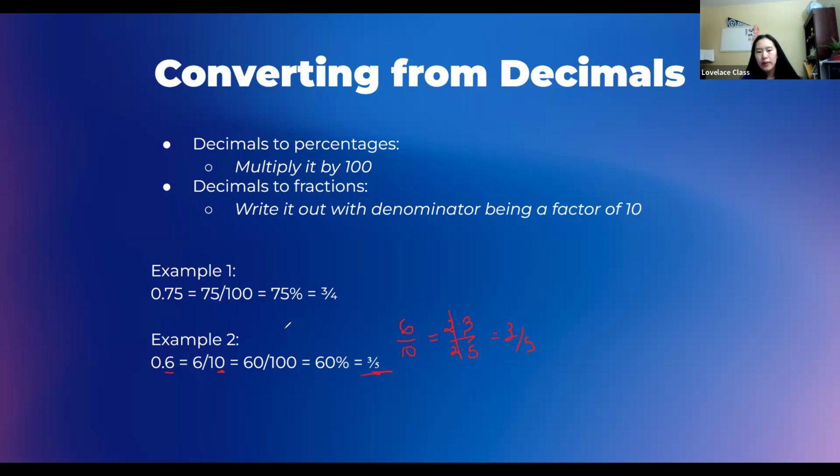And then for the decimal place to percentages, you can just multiply 0.6 by 100. Put that in your calculator if you want. But you just move decimal places 2 points to the right.